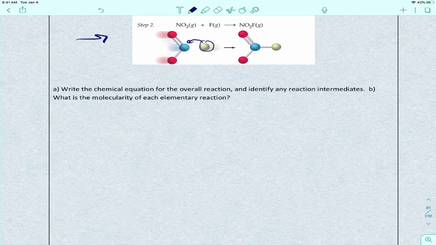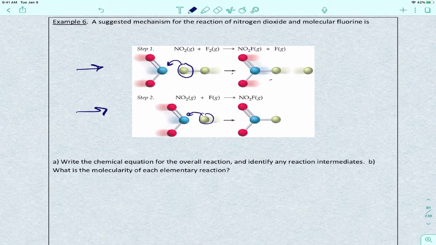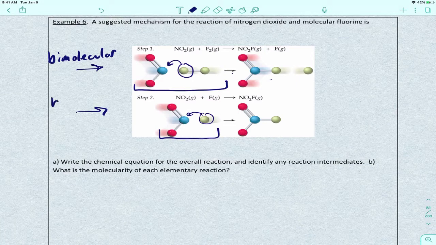So the question is, write the chemical equation for the overall reaction and identify any reaction intermediates. Part B, what is the molecularity of each elementary step? Well, we actually talked about molecularity already because I already said this. If we go back up to step one, you can see that there's two reactants and that they're colliding. So step one is bimolecular. Okay. Step two, same deal, two reactants. It also has to be bimolecular. So we took care of part B first.